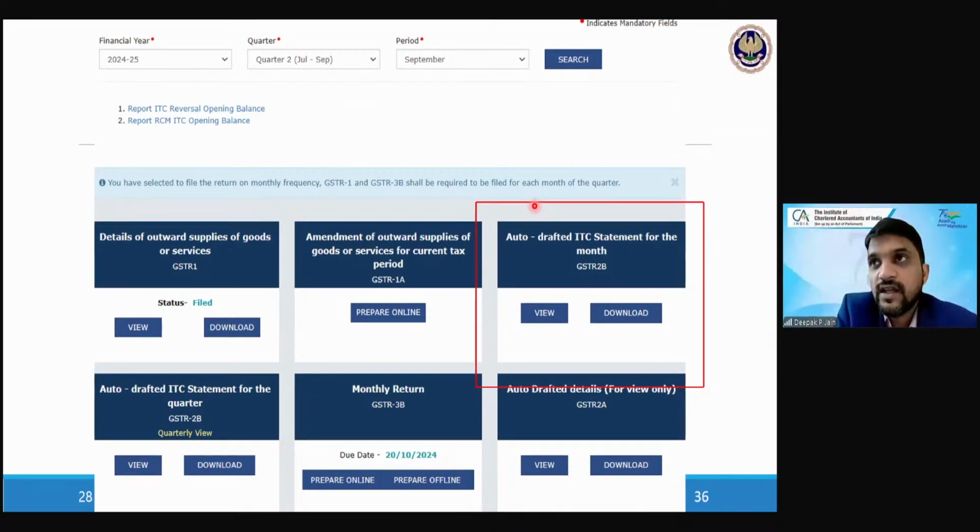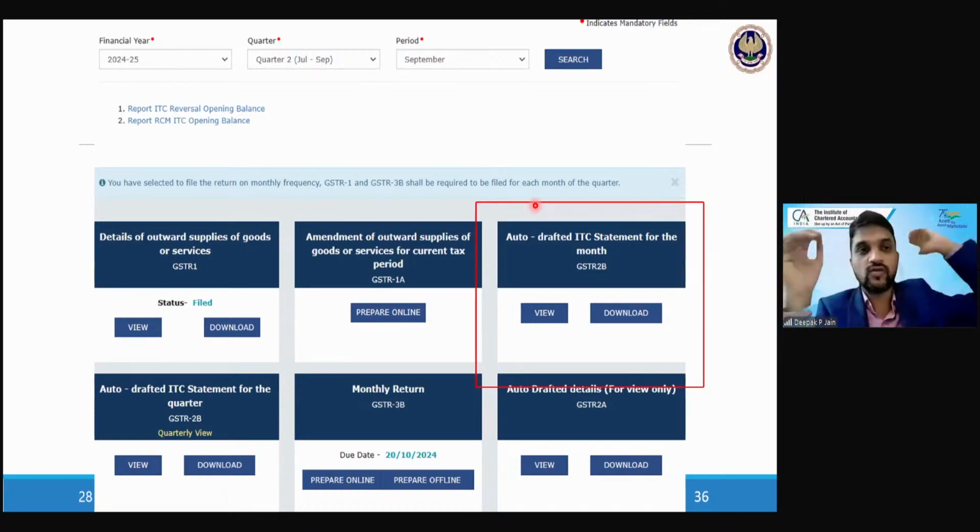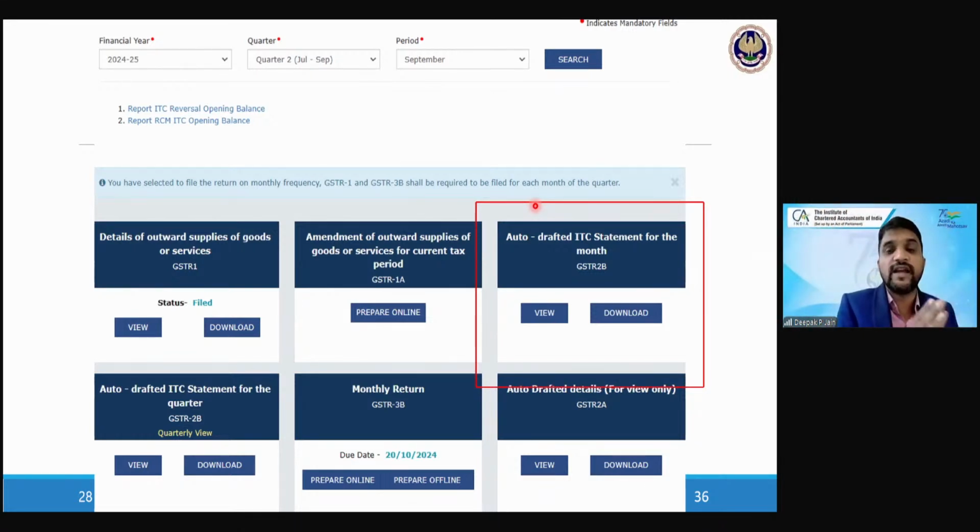And based on that, your vendors from whom you are buying will also file GSTR1, because just like you make sales, the person from whom you have bought the goods or taken services will also file GSTR1. So all of that GSTR1 gets added up and it comes to you in a report called GSTR2B.